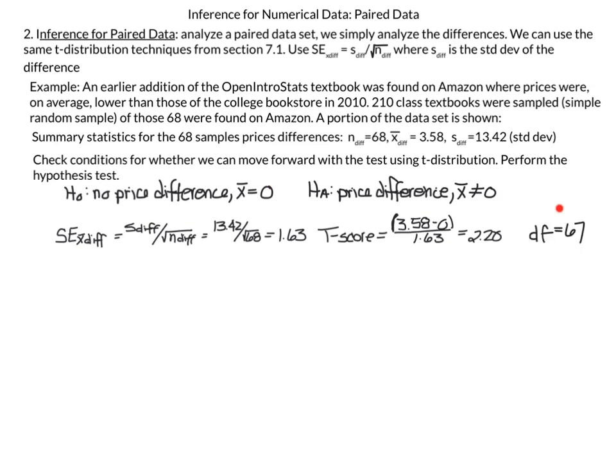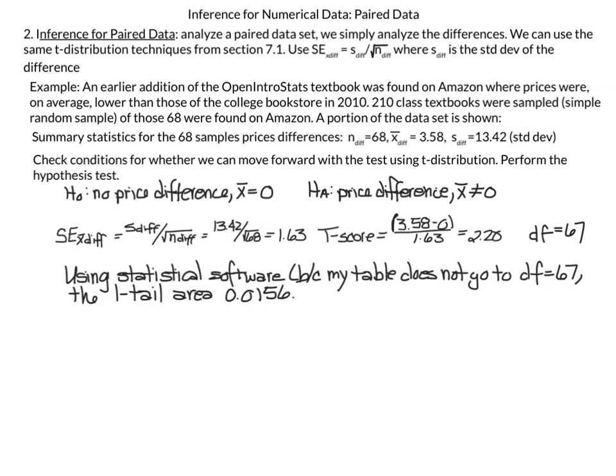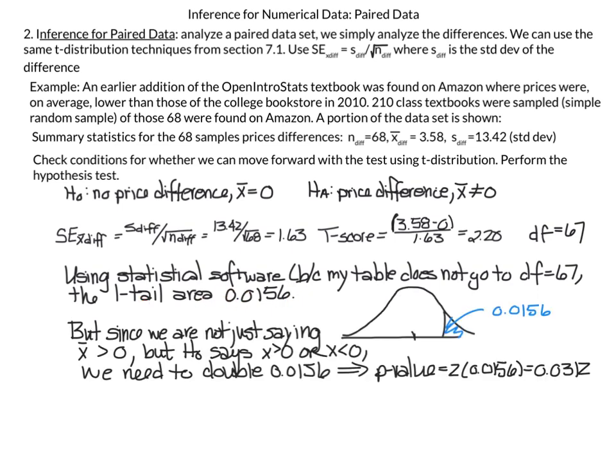I should also show the calculation for degrees of freedom because it's easy. It's n minus 1, so degrees of freedom is 67. My table does not go to degrees of freedom equals 67, so I just use statistical software, and the one-tail area for 67 degrees of freedom is 0.0156. So this is my picture. At the upper tail, I have 0.0156.